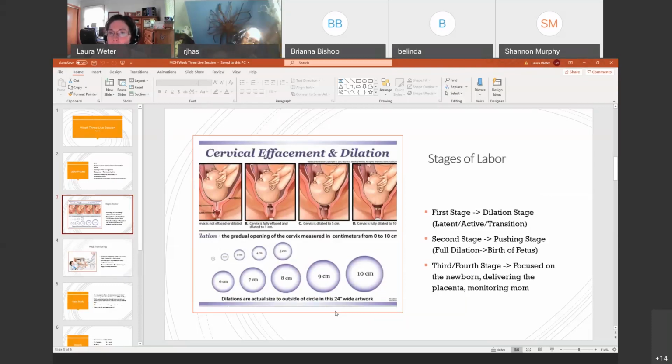We're going to be having more dilation. So this is anywhere between 4 centimeters and 7. Now, if you look at my picture there, you can kind of get a visual. So we're starting with number 4, and we end up at number 7 during the active phase.